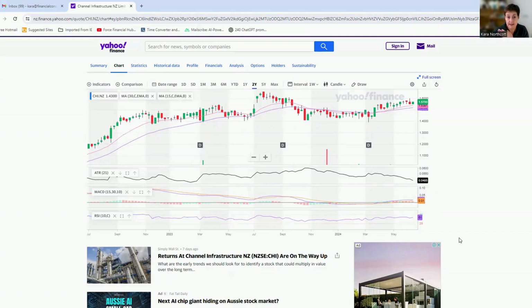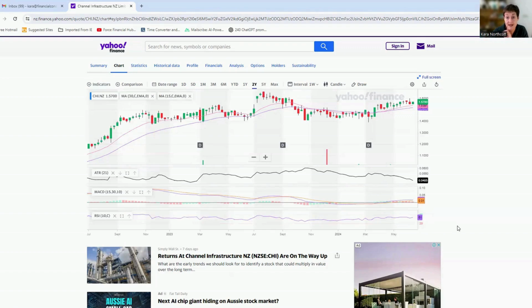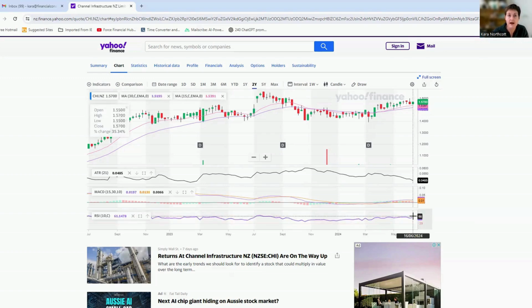Now for the RSI, it's basically a relative strength indicator, and it's just saying how much buying versus how much selling is going on. And you have 80 points if it's overbought, and 20 points if it's oversold. So currently Channel Infrastructure is trading at around that 61 points, which means there's a lot more buying out there than what there is selling. So again, I like to see that it is up towards the overbought area.